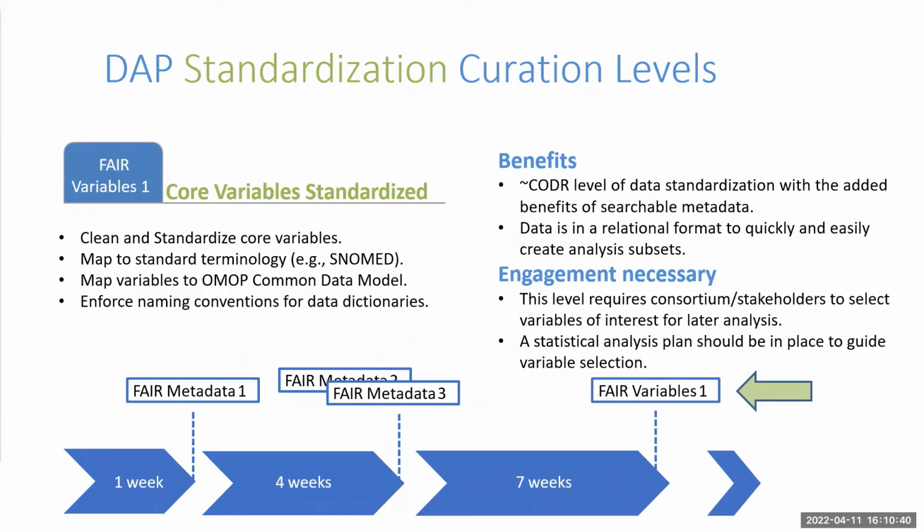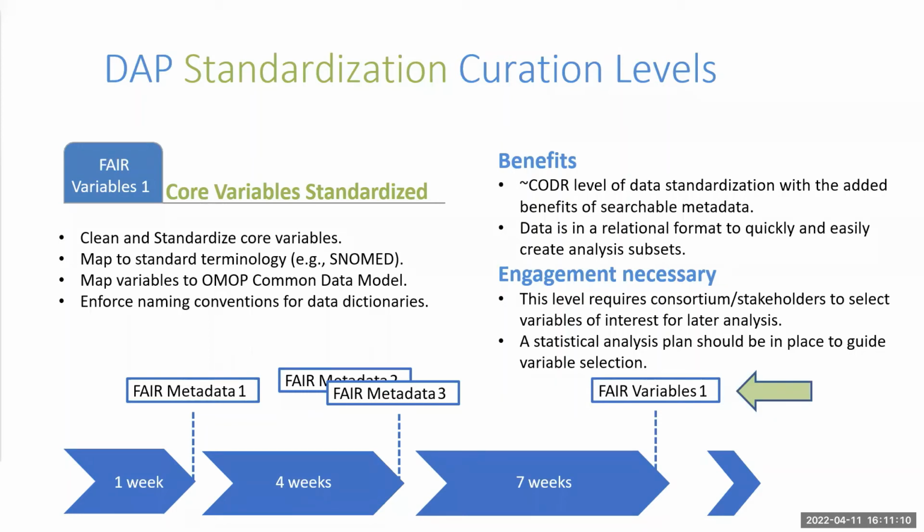We map them to different standardized terminologies that are part of the OMOP vocabulary. So that includes LOINC, SNOMED, a number of different vocabularies. There are about 50 of them that are used as standards within OMOP. And we make sure that we enforce naming conventions across all of the different data dictionaries. So at this standardization level, we're achieving the same level of standard that previous earlier C-Path users would recognize from Coder, and that we have this searchable metadata on top of it.